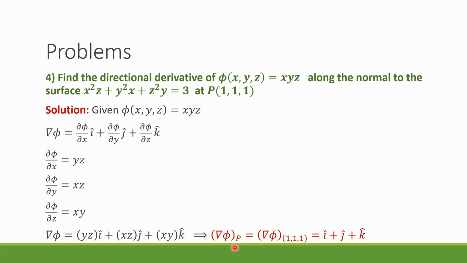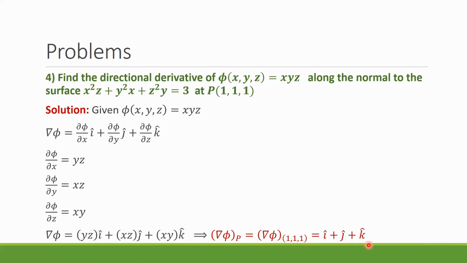Now let us find its value at P. So that is (1, 1, 1). That is x is 1, y is 1 and z is 1. So we get i plus j plus k on substituting x is equal to 1, y is equal to 1 and z is equal to 1. So this is del phi at the given point P.